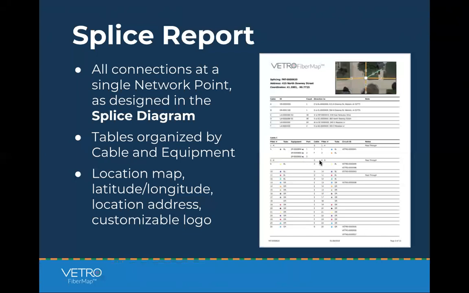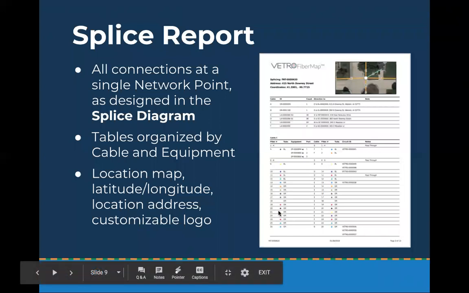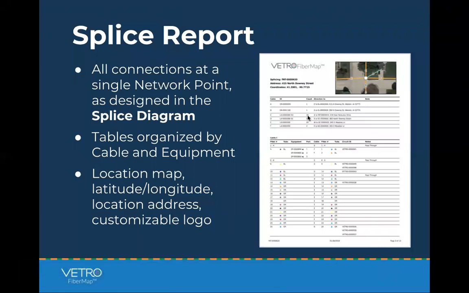The way that we manage this is in the splice diagram and the show equipment connections menu. So within this report, we have organization by table of the different cables. So we're able to see exactly what's going on with cable A, exactly what's going on with cable B, cable C, and so on, what each of the fibers of that cable are connecting to, and what their statuses are, if they're cut, if they're passed through, if they're part of a circuit. This output also includes a map, the lat long, the location address, and again, a customizable logo.